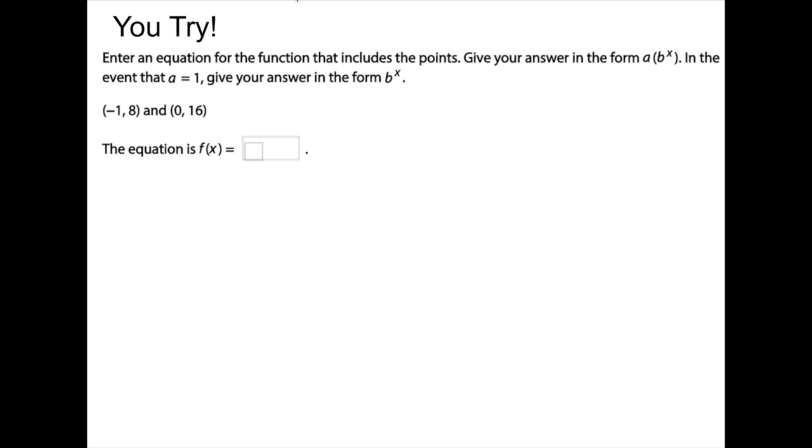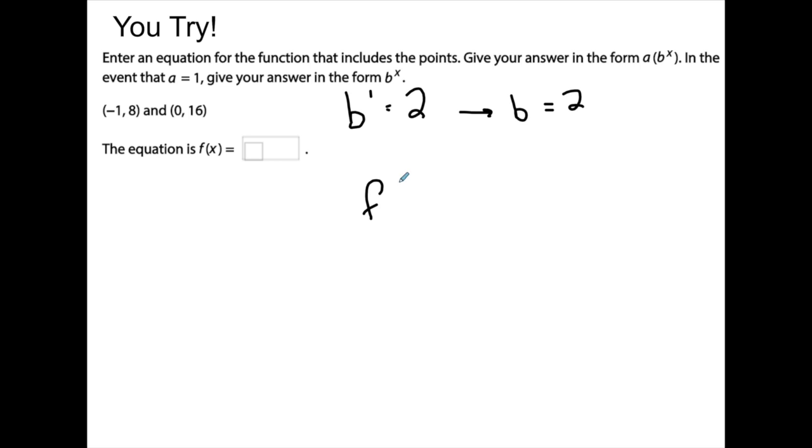Alrighty. So look, I've got a sequential term right here. I'm going from -1 to 0. So I'm going up by 1 term, b to the first. And from 8 to 16, I multiply by 2. So it tells me b to the first is b. B is equal to 2.